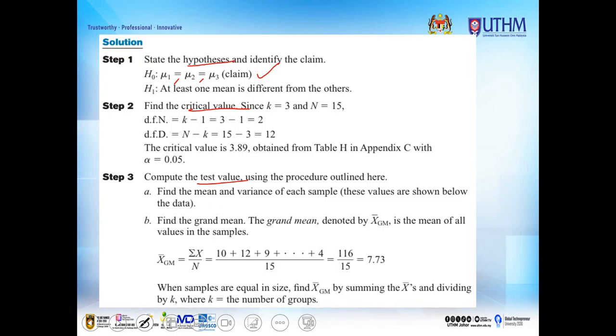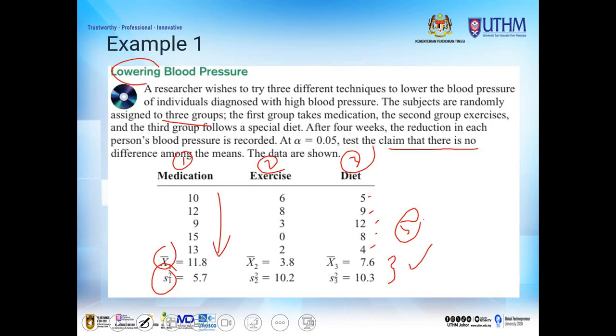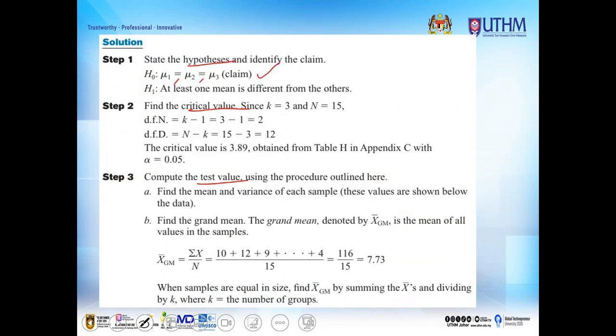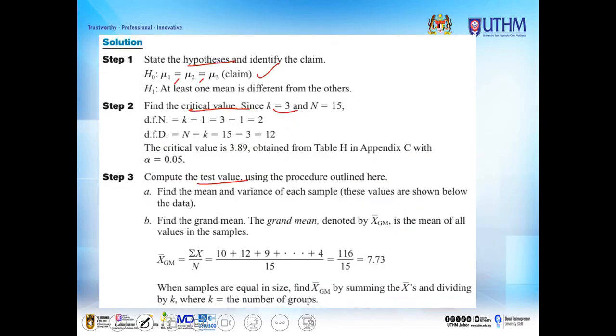As for the second step, find the critical value. Since k equals 3 and n equals 15, what is k? K is the number of groups, group 1, 2, 3. So in total we have 3 groups. That is what they mentioned. K equals 3, n equals 15. The data is 5 plus 5 plus 5, so we have n equal to 15.